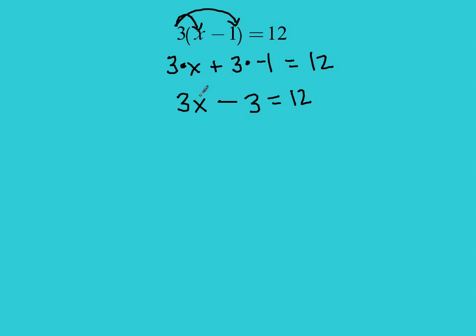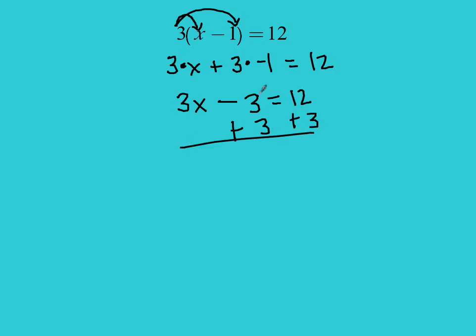Now, our goal is that we want to try to get this x by itself. So we have to get rid of everything on the left side that's not x. The first thing that we have to get rid of is the minus 3. Now we have to do the opposite of what minus 3 is. The opposite would be plus 3. So we're going to add 3 to both sides.